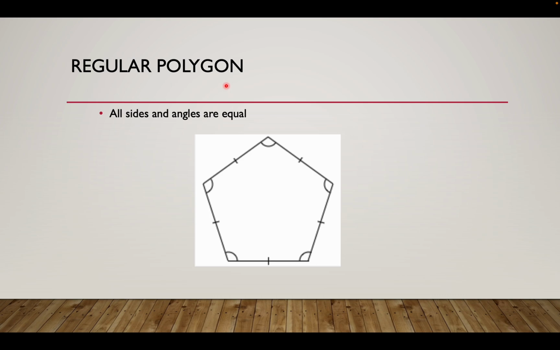A regular polygon. Remember, a regular polygon means that all of the sides and all of the angles are equal. So when we see these little angle arcs, that indicates that each angle is equal. When we see the tick marks, that indicates that all the sides are equal.